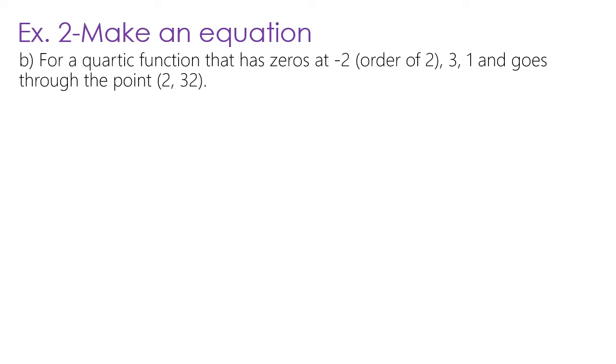B, same thing, make an equation for a quartic that has zeros at -2, order of 2, 3, 1, and goes to the point 2, 32. Quartic, that's important. Has zeros at -2. Now, order of 2, if you see order of 2, order of 3, order of 4, whatever, that's just your n. So when you see that, that just means n is 2, meaning your exponent is 2. In other words, it's a double root.